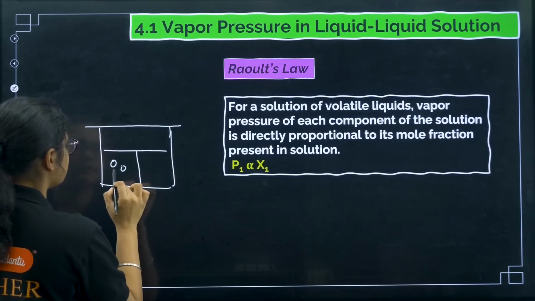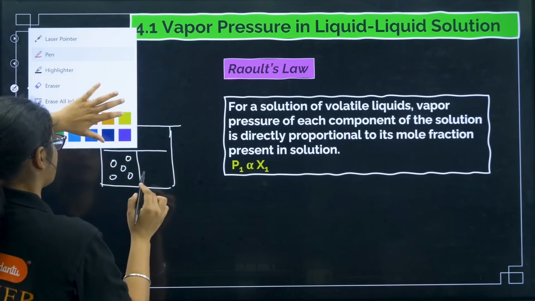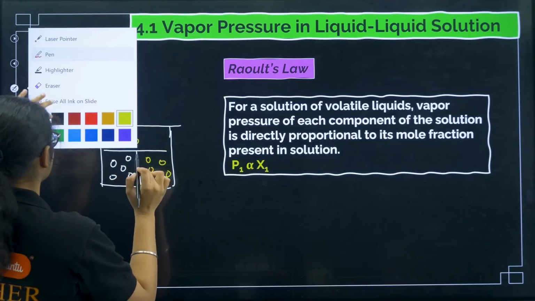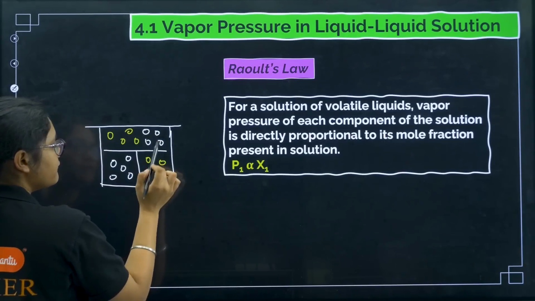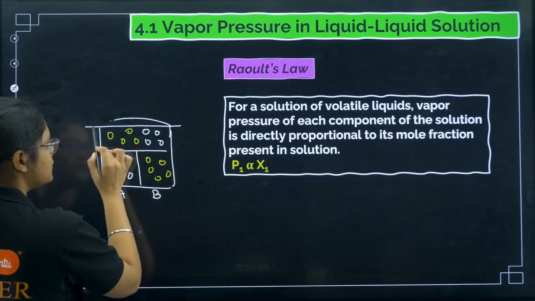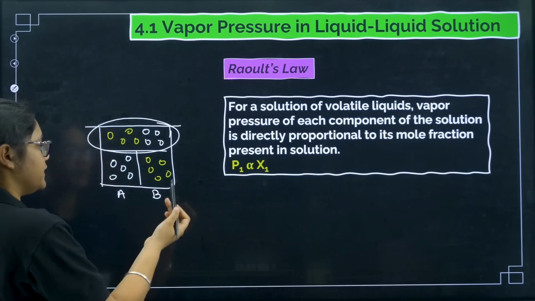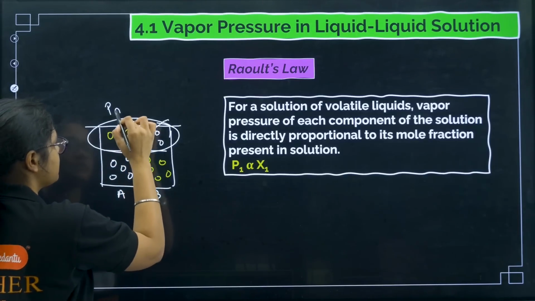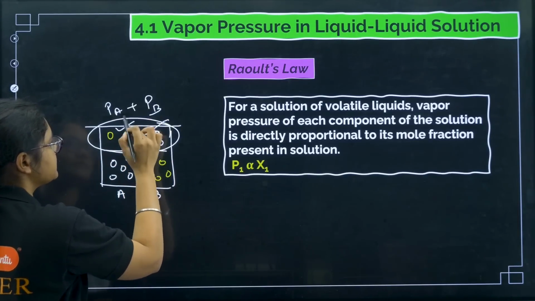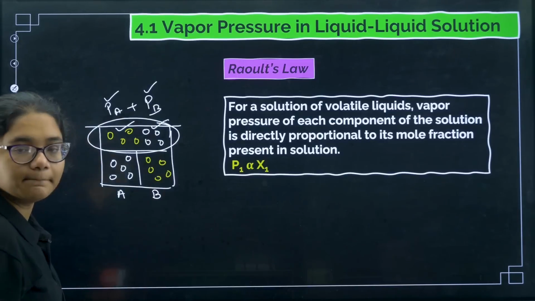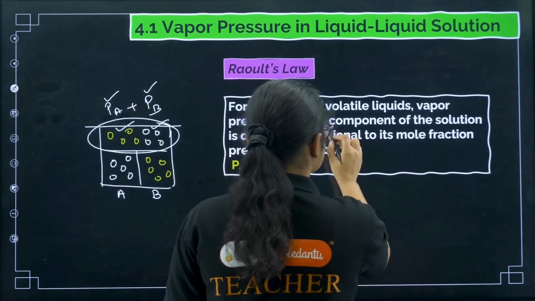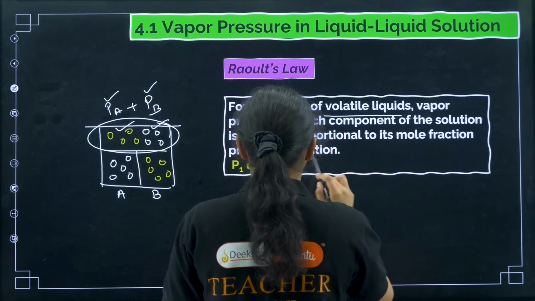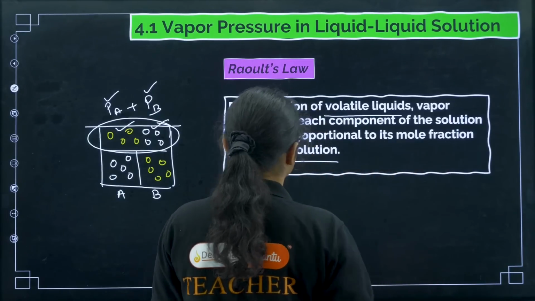Now in this container where I have taken two things, it's a closed container, I have particles of A, and I also have particles of B. Now A will evaporate, and B will also evaporate, right? So when I have two liquids A and B, what is the total pressure here? The total pressure here is due to the pressure of A and the pressure of B. This pressure of A is called the partial pressure of A. This is called the partial pressure of B. Total pressure is partial pressure of A plus partial pressure of B. So for a solution of volatile liquids, meaning both A and B should be able to evaporate, the vapor pressure of each component of the solution is directly proportional to its mole fraction present in the solution.